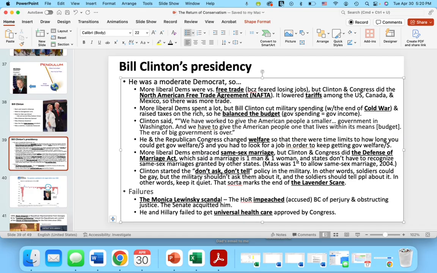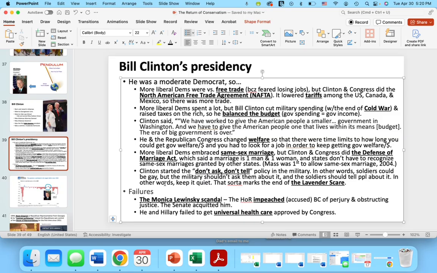In other words, soldiers could be gay in the military, but the military should not ask them about it, and those soldiers shouldn't tell people about it. In other words, let's kind of keep this quiet. And a lot of historians say this sort of marks the end of the Lavender Scare. There was increasing acceptance of homosexuality, homosexual soldiers, but Clinton's basically saying, let's try to keep this quiet.